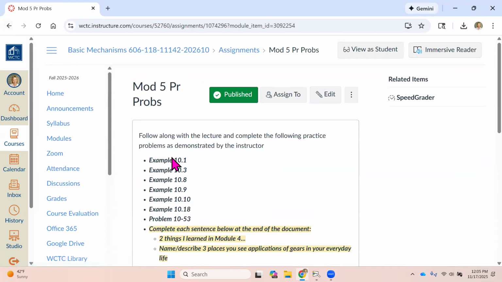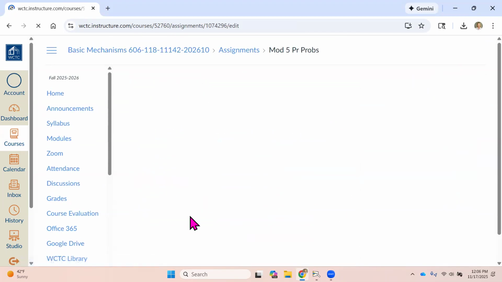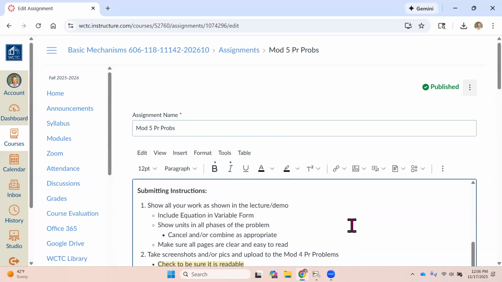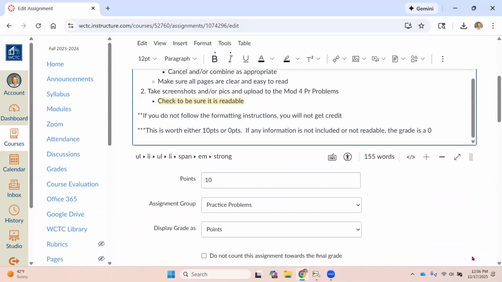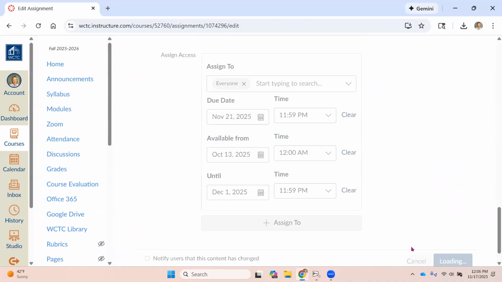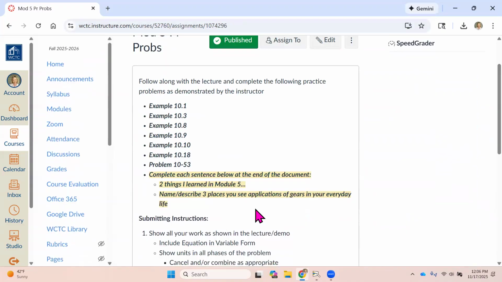And then you'll notice that we have some questions here. A little bit different question this time. Make sure you answer these two things you learned in this module. Oh, it should say module 5. Let me edit that, as long as I'm here. And I'm interested in knowing, as you look around, I'd like you to identify three places where you see gears in your everyday life.